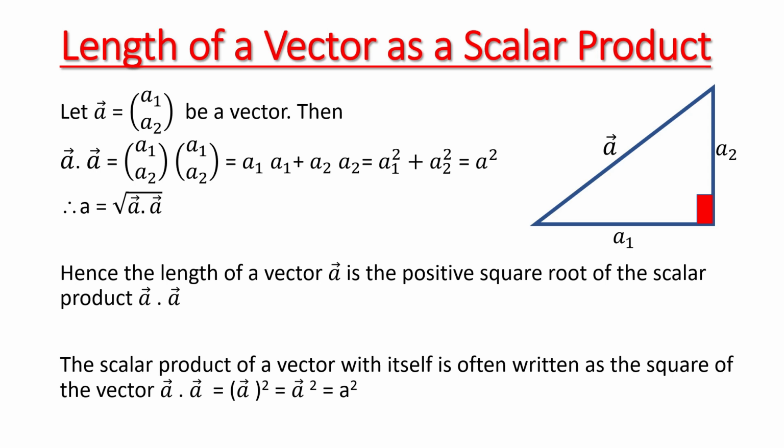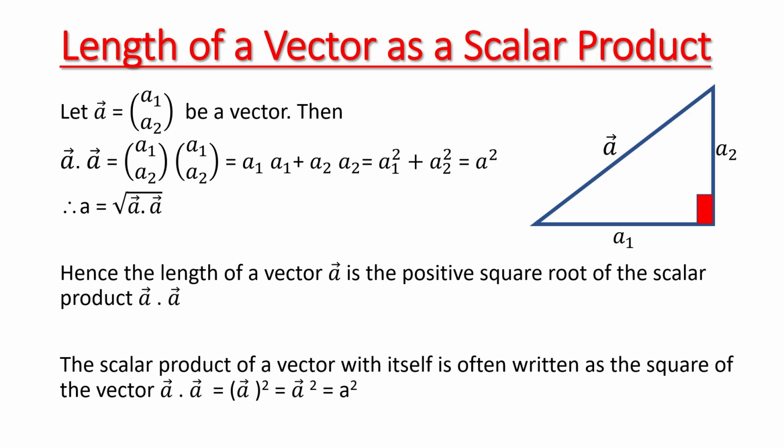Next one is the length of a vector as a scalar product. Here we are going to find the length of a vector as a scalar product. Let us see. Suppose a vector has the components a1 and a2, that is, x component a1 and y component a2. Then A dot A is equal to (a1, a2) times (a1, a2), where a1 is multiplied with a1 and a2 with a2, giving a1 squared plus a2 squared, and this is the definition of a scalar product of two vectors.